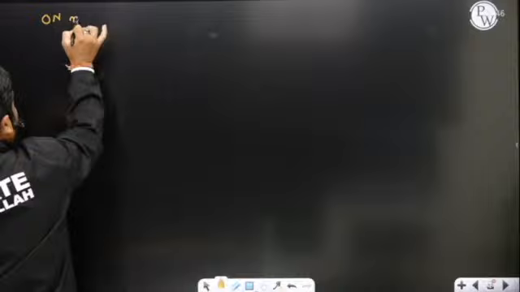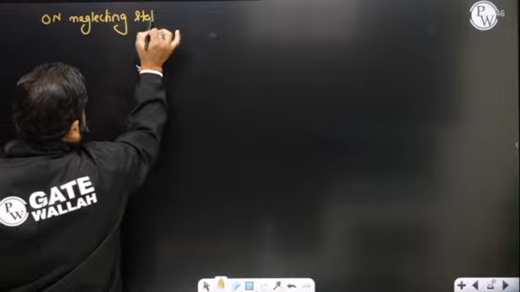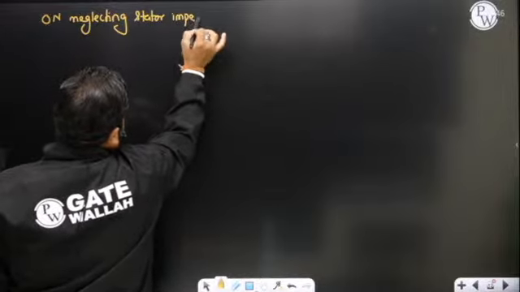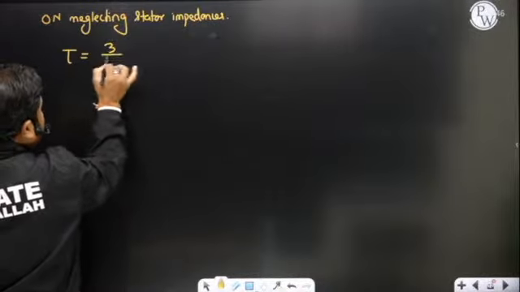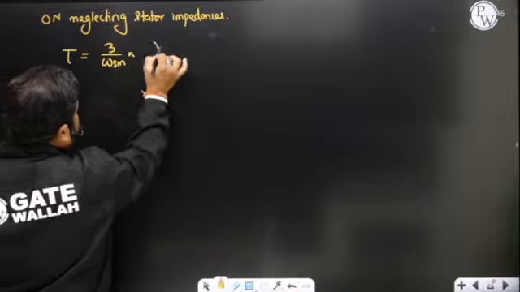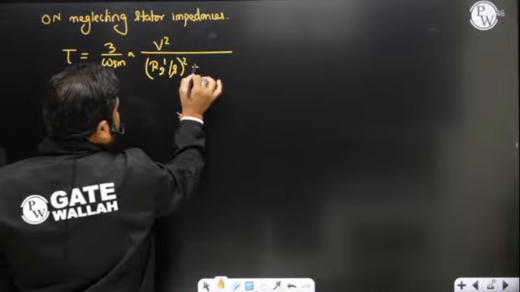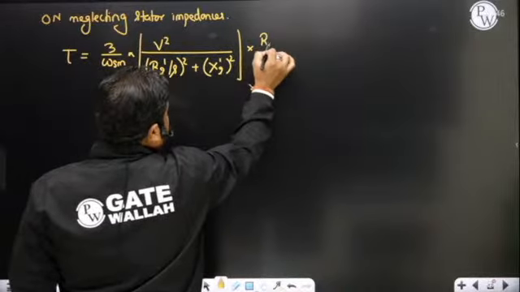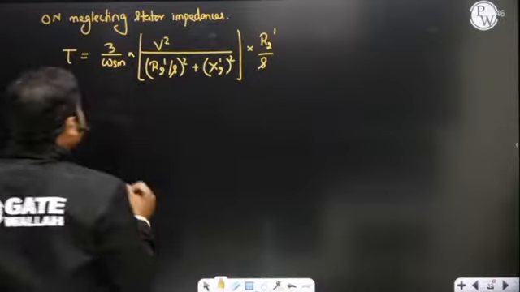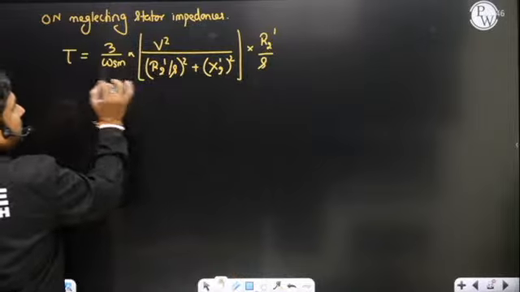On neglecting stator impedances, what is the torque expression? That is 3 by omega sm into V square by R2 dash by s square plus X2 dash square into R2 dash by s, where s is the full load slip. In case of full load, you can just put the slip as full load.